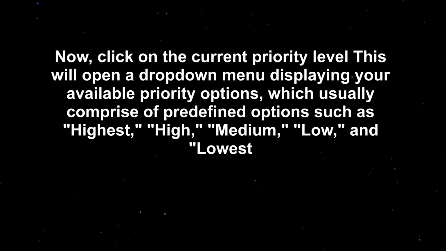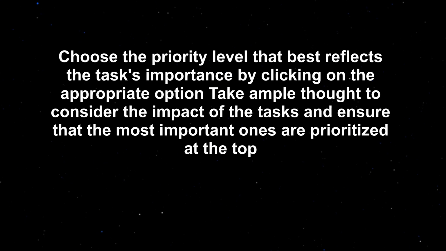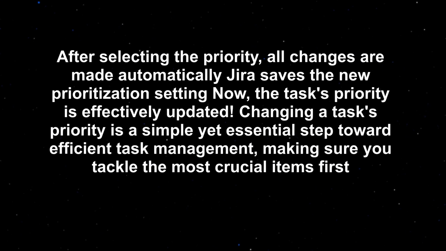This will open a drop-down menu displaying your available priority options, which usually comprise predefined options such as highest, high, medium, low, and lowest. Choose the priority level that best reflects the task's importance by clicking on the appropriate option. Take ample thought to consider the impact of the tasks and ensure that the most important ones are prioritized at the top. After selecting the priority, all changes are made automatically.